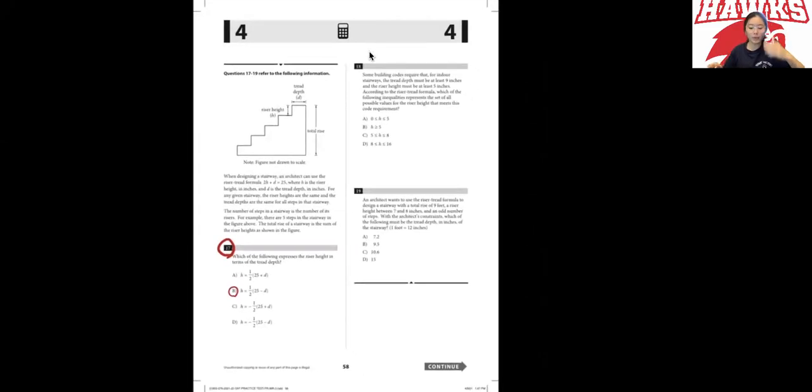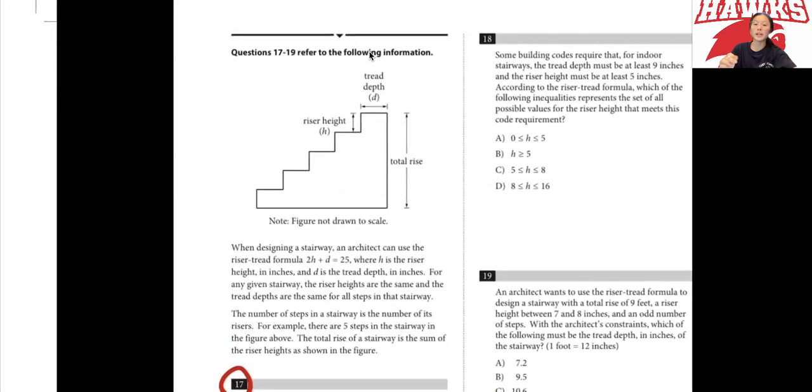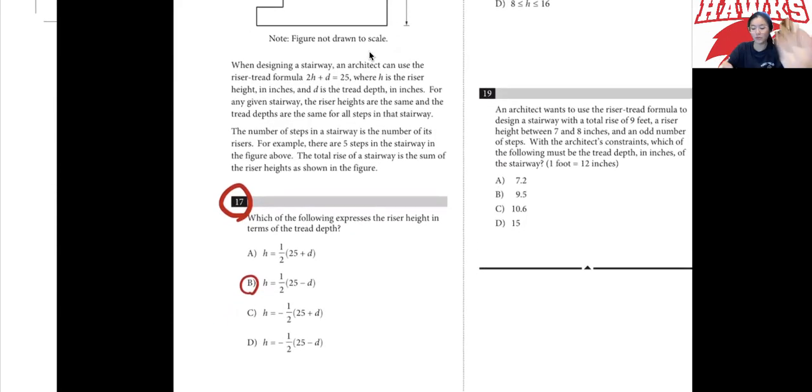In this video, I'll be going over practice test number 6, calculator section, question 17. So let's get started. You can go ahead and read this part right here, but just to make things shorter, I will jump straight to the question because we don't need this information here necessarily to answer this question. So yeah. Which of the following expresses the riser height in terms of the tread depth?